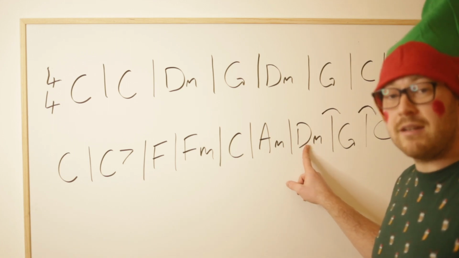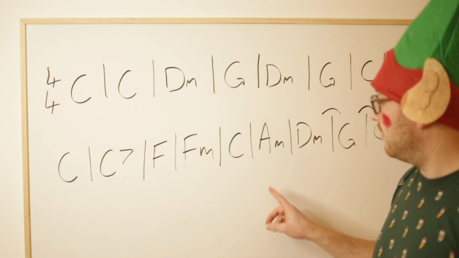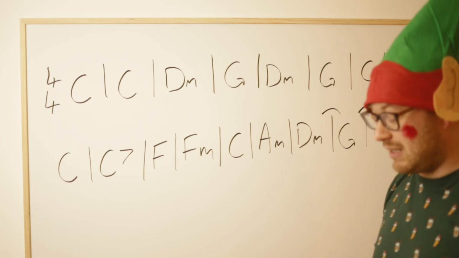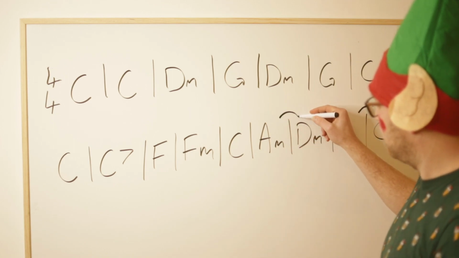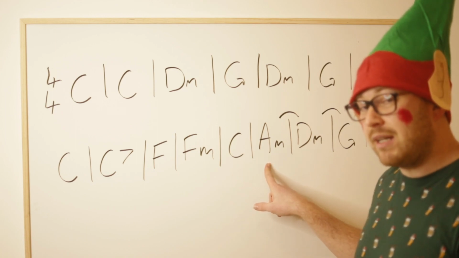So, what about D minor? What if we treat D as the destination and we work out what is A to D minor? Yep. It's another perfect cadence. So now we've got A minor as the destination. How is C leading to A minor?